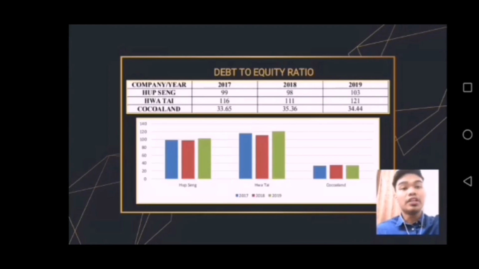In the graph, we can see clearly that Cocoland has the lowest debt to equity ratio. In 2017, Cocoland stayed at 33.65%, increased to 35.65% in 2018 and decreased to 34.44% in 2019. It is clear that from these three companies, Cocoland has the better debt to equity ratio.